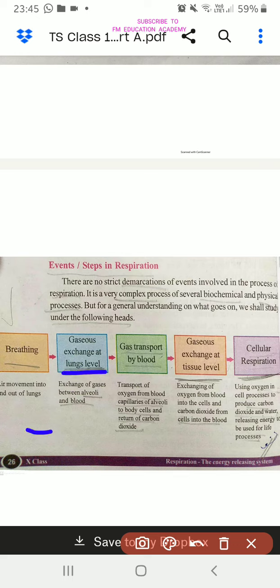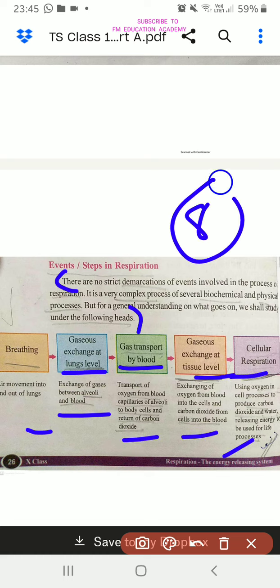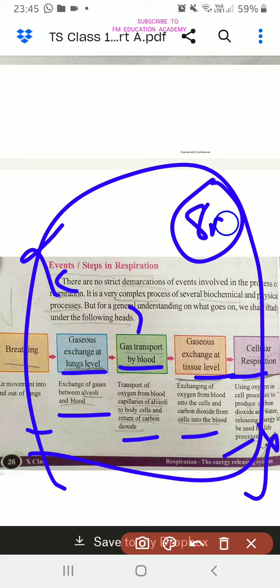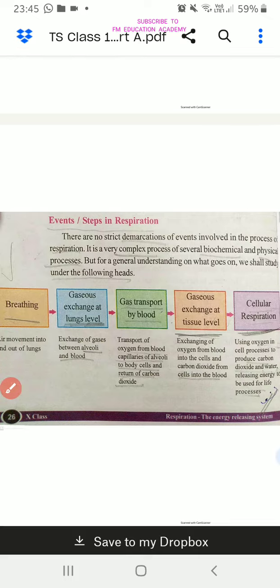Then second point, gaseous exchange at lungs level, exchange of gases between alveoli and blood. Third one, gas transport by blood. Then the fourth and fifth, and you can also write these points. Then you would have got 8 marks. If you draw this, explain this, and write all these points, you'll get 8 marks. Okay, this also I told in the PDF one day before the exam.